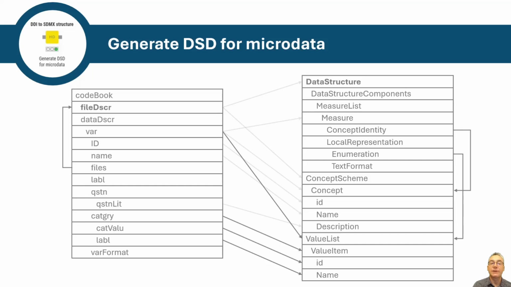For variables with an enumerated value domain, a value list is created in SDMX. Each category within the DDI domain is represented by a value item in SDMX, with the DDI category value and label mapped to the SDMX value item ID and name. Finally, if a data type is associated with a variable describing a specific value domain, this information is transferred to the SDMX DSD with the local representation of the corresponding measure. By following this process, we achieve a comprehensive mapping that translates a DDI codebook into an SDMX data structure definition.